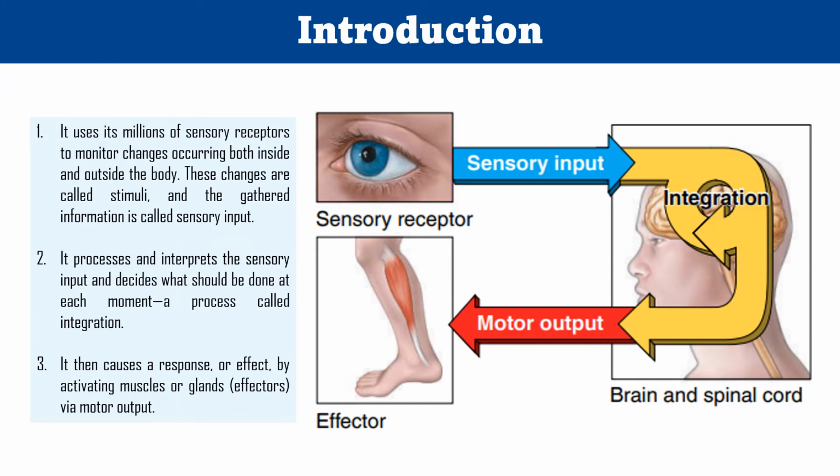Introduction to the nervous system. The nervous system uses its millions of sensory receptors to monitor changes occurring both inside and outside of the body. These changes are called stimuli, and the gathered information is called the sensory input. It processes and interprets the sensory input and decides what should be done at each moment, a process called integration. It then causes a response or effect by activating muscles or glands, the effectors, via the motor output. We're going to look at every step in detail.